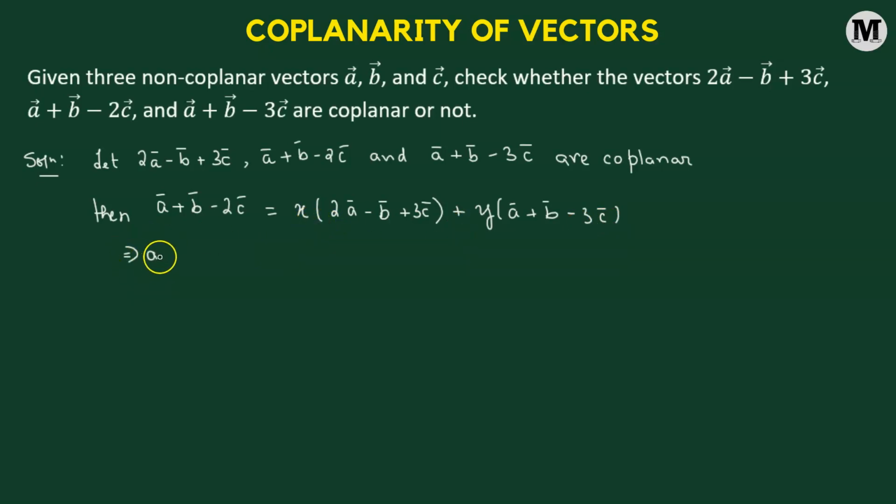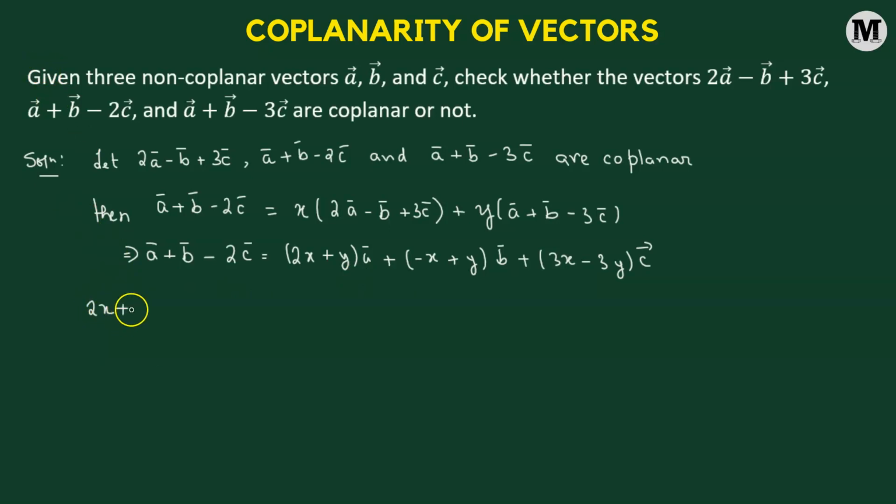For this, let's simplify the right hand side. So here on the left hand side, we have a plus b minus 2c. Whereas on the right hand side, we're going to get 2 times x plus y multiplied to a vector, added to negative x plus y multiplied to b vector, added to 3 times x minus 3 times y multiplied to c vector. Comparing both sides, we get three equations.